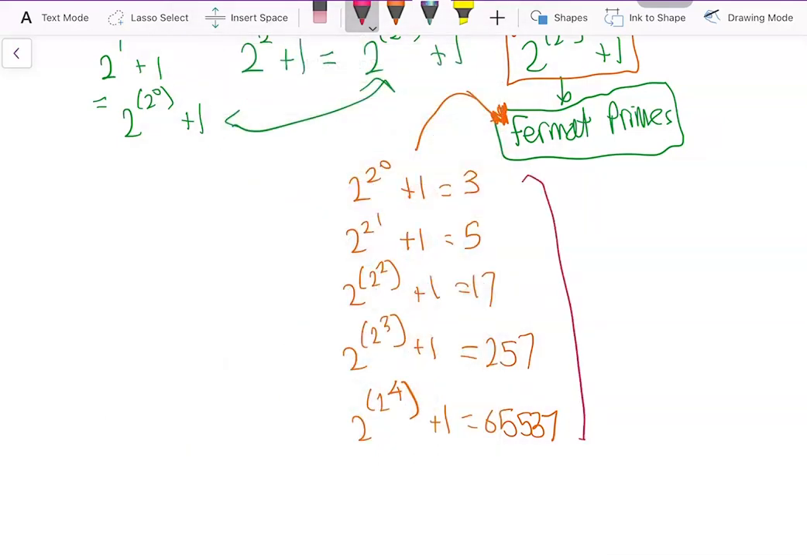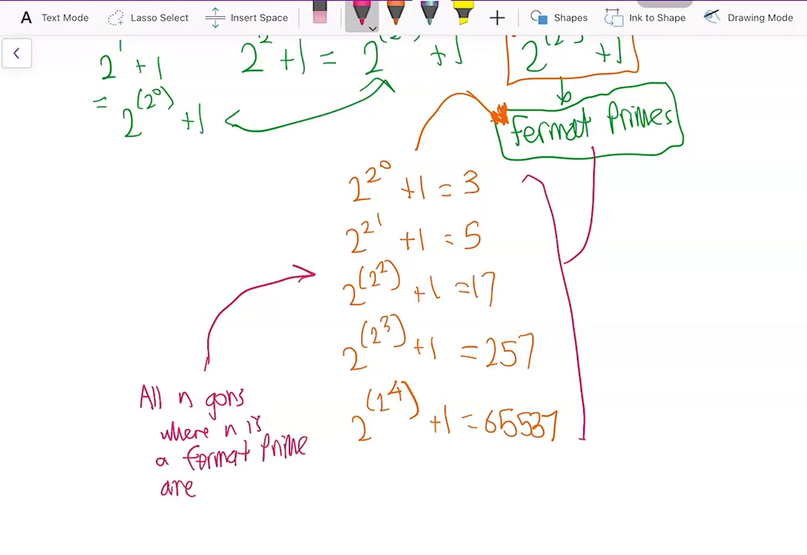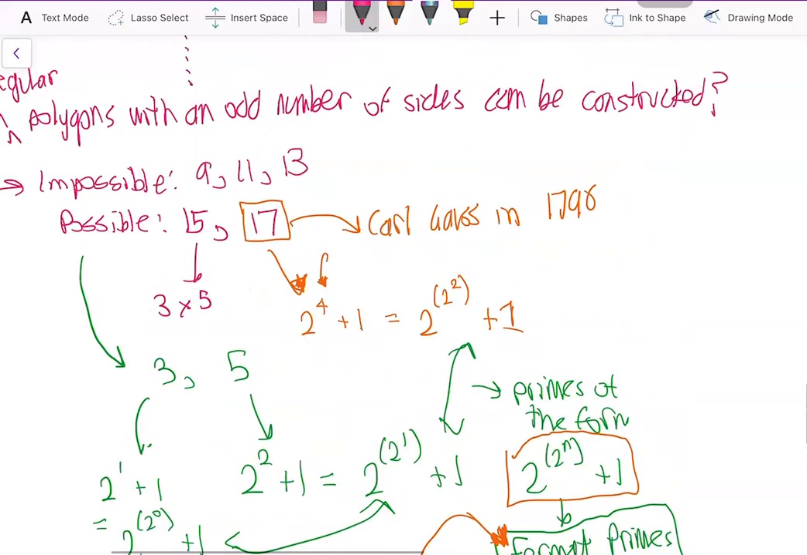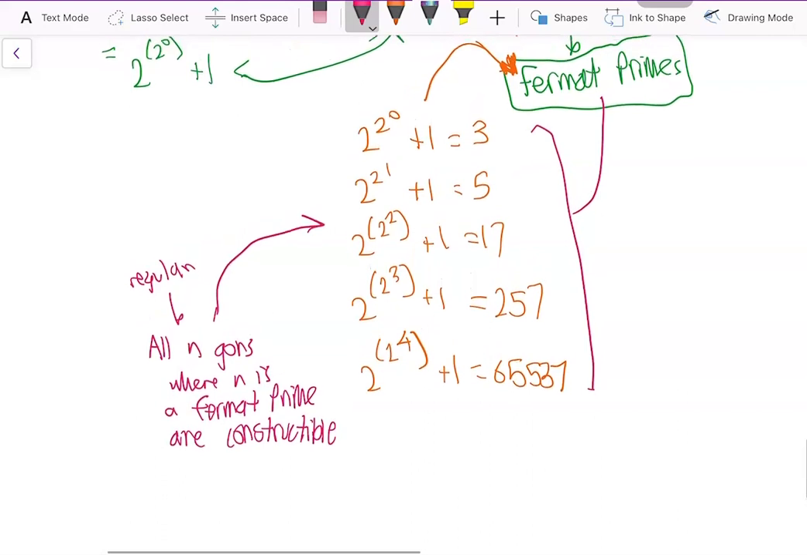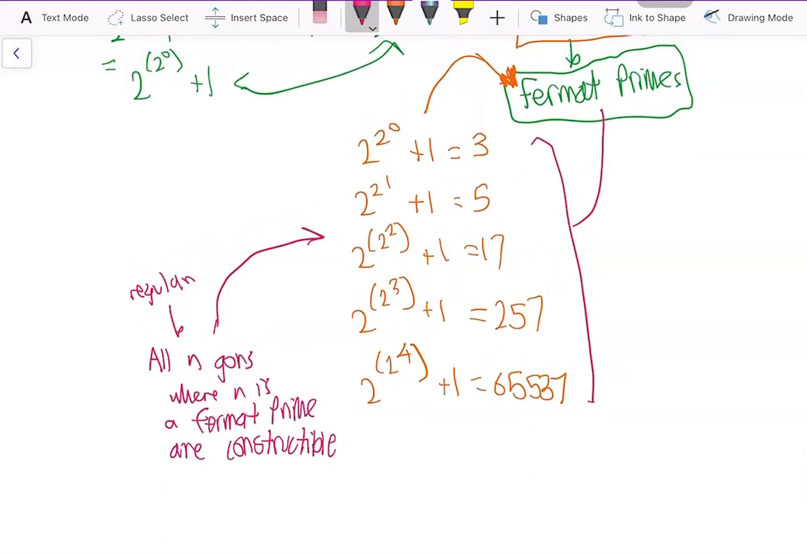These numbers are all Fermat primes, and there's a theorem which says all regular n-gons where n is a Fermat prime are constructible. Carl Gauss proved the case for the 17 Fermat prime, and later on it was shown that all Fermat prime regular polygons are constructible.